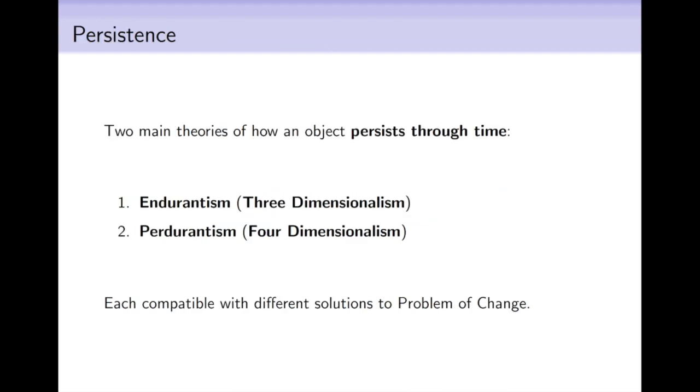What we're really interested in for the purpose of this lecture is potential solutions to this problem. Now, this is a bit of philosophical jargon that it's going to be useful to know, just because everyone uses it in the literature these days. Broadly speaking, there are two main metaphysical theories of how an object persists through time, that is to say, how it goes on existing identically across time.